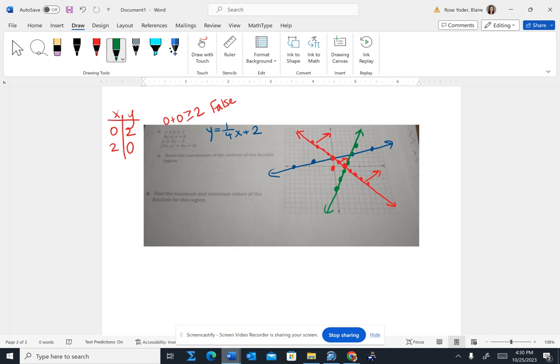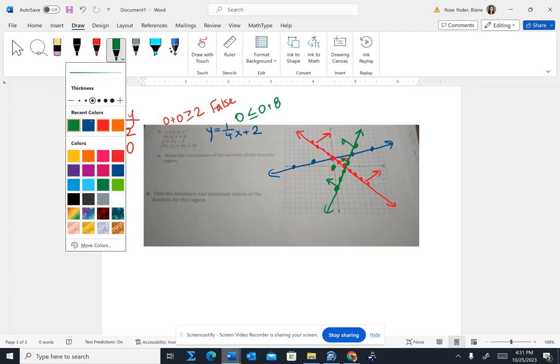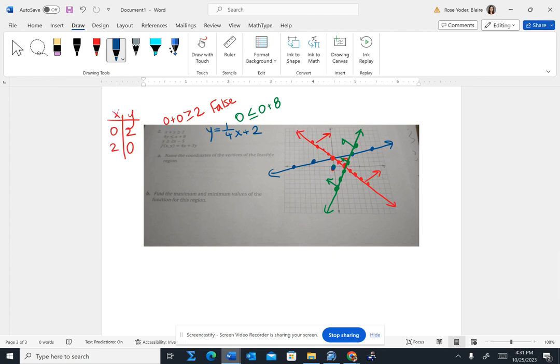Okay, now I'm going to try the green one. I'm going to plug in (0, 0) also, which is to the left of the green line. So that would be 0 is less than or equal to 0 plus 8. And that is true. So I want to shade toward (0, 0), which is to the left. And then finally, I'm going to do the blue one and plug in (0, 0), which is below the blue line. So 0 is greater than or equal to 0 minus 5. 0 is greater than or equal to -5 is true. So I want to shade toward (0, 0), which is below the line.